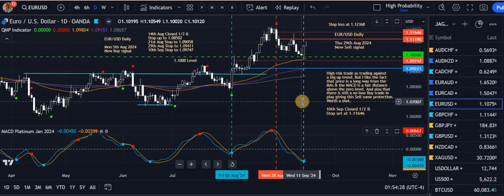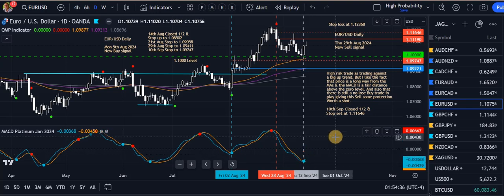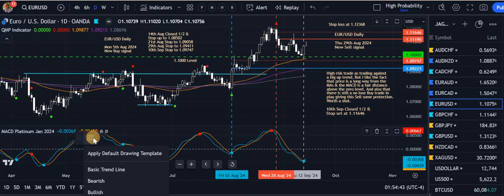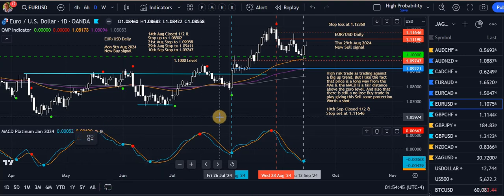And there's a grey vertical line here, which is a warning signal for me, which means there's a blue dot on the MACD Platinum below the zero level. So I'm thinking buy mode. Oh, hang on, there we go. Have a look. I even missed it myself. Let's get this bearish, bullish. Look at this.